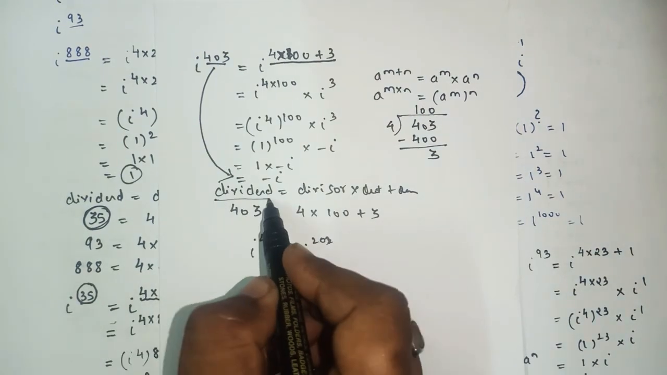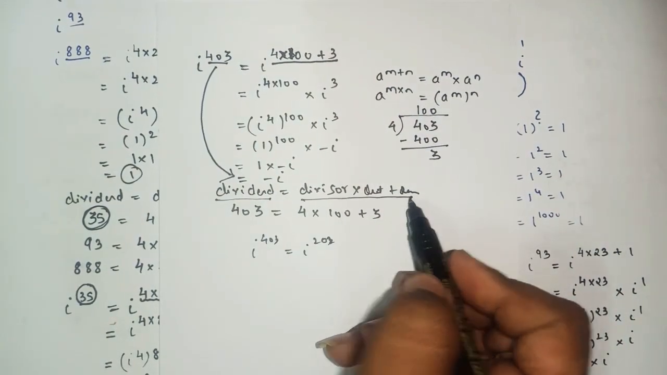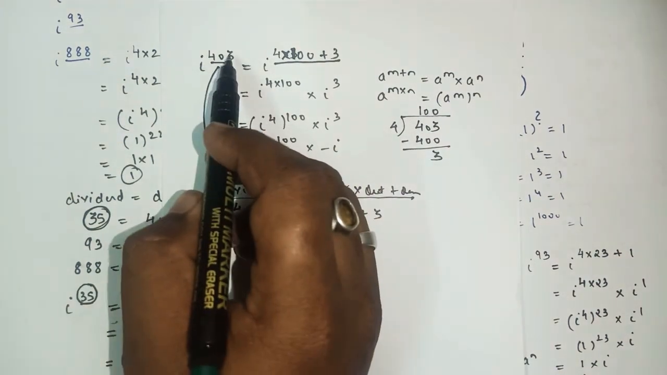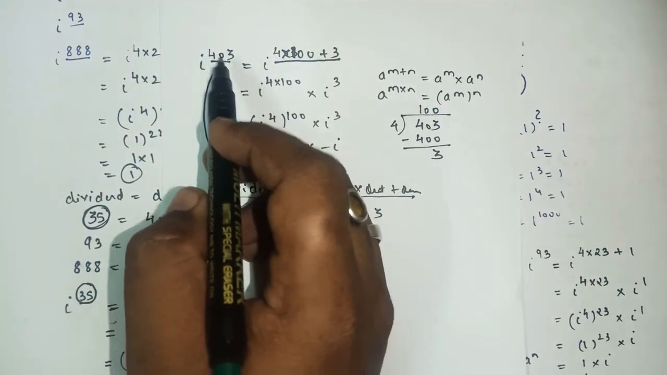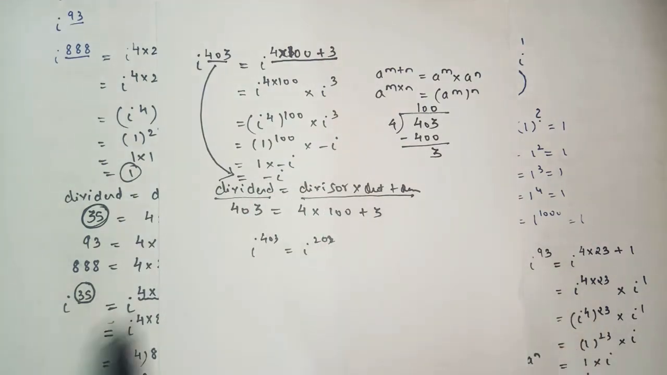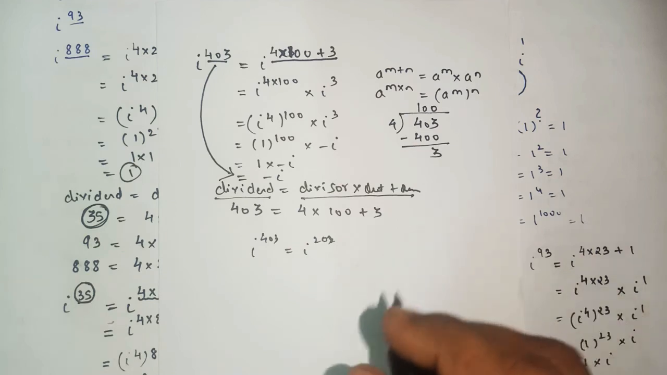Dividend equals divisor into quotient plus remainder. Whether the number is 1000 or 10,000, in hundreds, always divide the number by 4. Take the divisor as 4. Why am I saying divisor as 4?